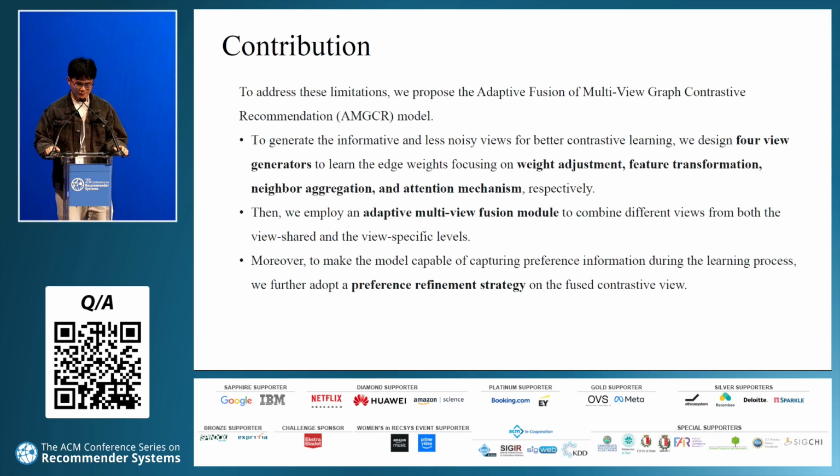So to address these limitations, we propose the adaptive fusion of multi-view graph contrastive recommendation model. To generate informative and less noisy views for better contrastive learning, we designed 4 view generators to learn the edge weights focusing on weight adjustment, feature transformation, neighbor aggregation, and attention mechanism, respectively. Then we employ an adaptive multi-view fusion module to combine different views from both the view-shared and view-specific levels. Moreover, to make the model capable of capturing preference information during the learning process, we further adopt a preference refinement strategy on the fused contrastive view.